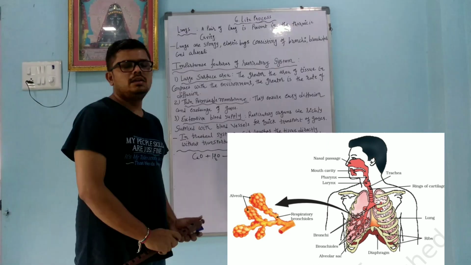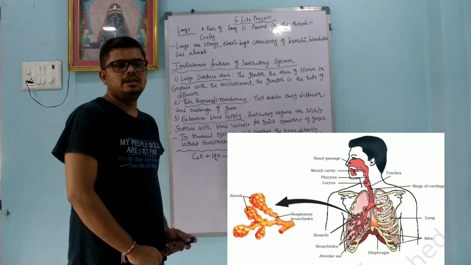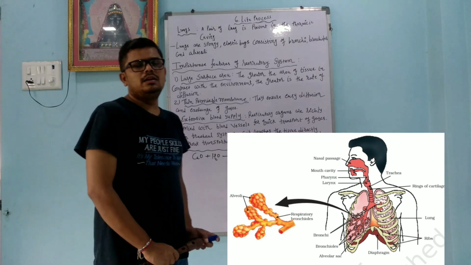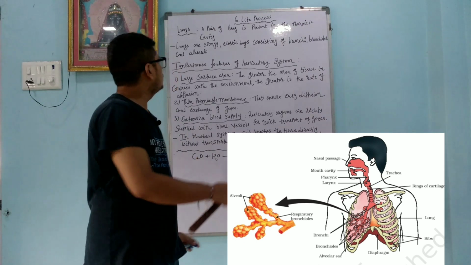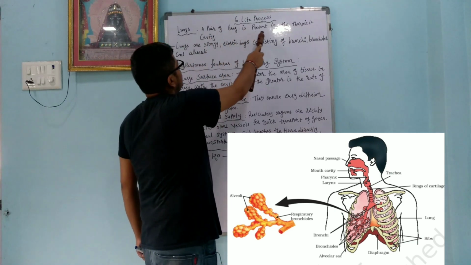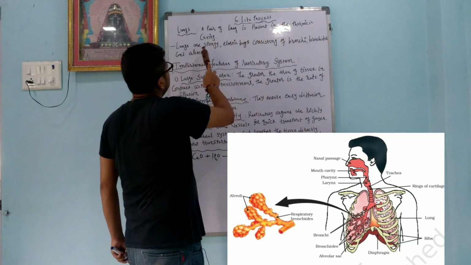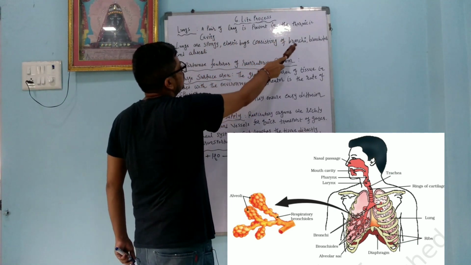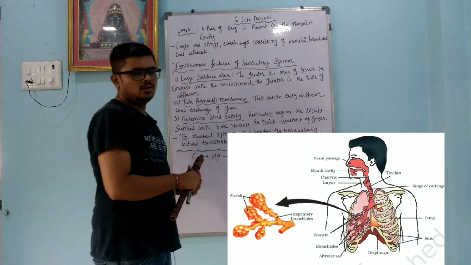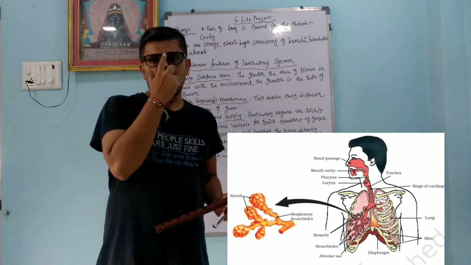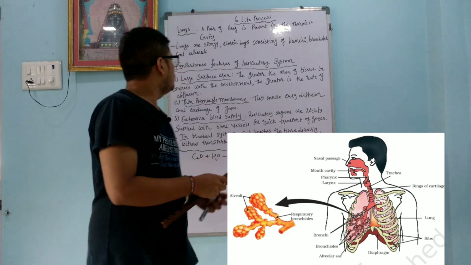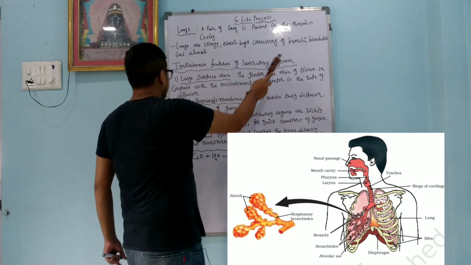Dear students, we are going to learn about the lungs. The lungs are present in the thoracic cavity. They contain bronchi, bronchioles and alveoli. A pair of lungs is present in the thoracic cavity. Lungs are spongy, elastic bags consisting of bronchi, bronchioles and alveoli. So gaseous exchange takes place in the lungs through what? Alveoli.